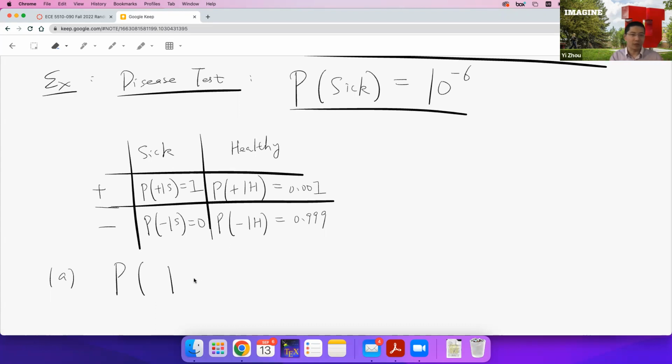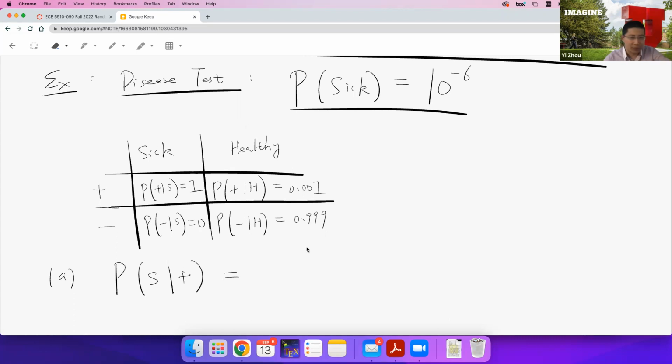So the first question is, given that somebody has a positive test result, what is the probability that he or she is sick, has this disease? This is probably one of the most important questions we want to ask. If we see a positive test, how confident can we be about this disease? Well, we just use Bayes' rule, right? Because we are given these conditional probabilities, but we are looking at a different conditional probability, where we're conditioning on the testing result and trying to infer the health condition. So it's Bayes' rule.